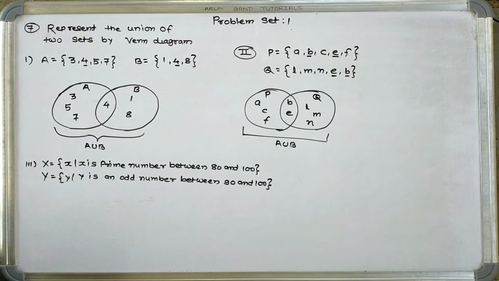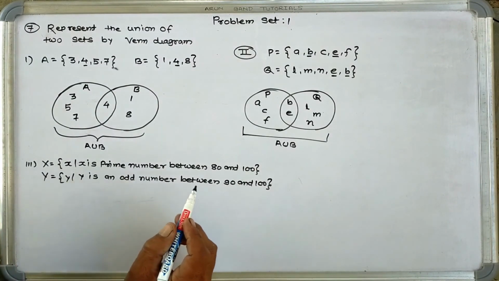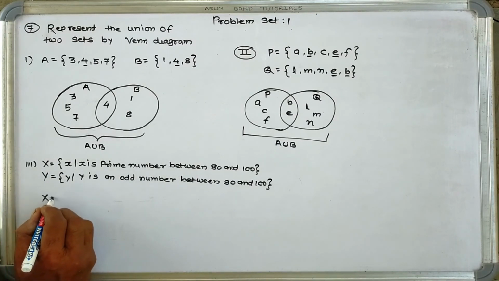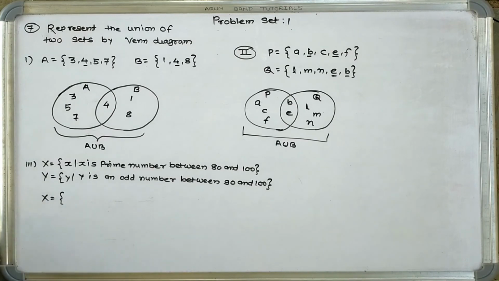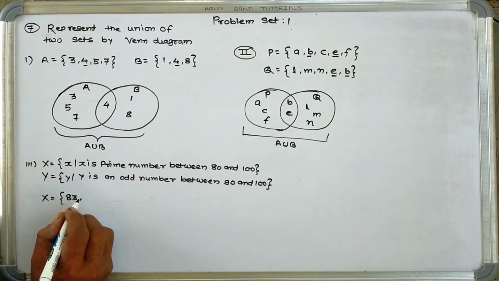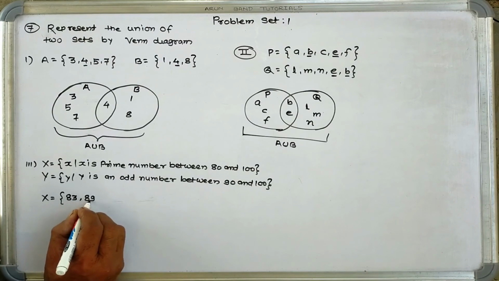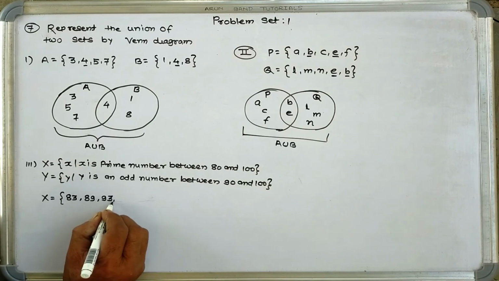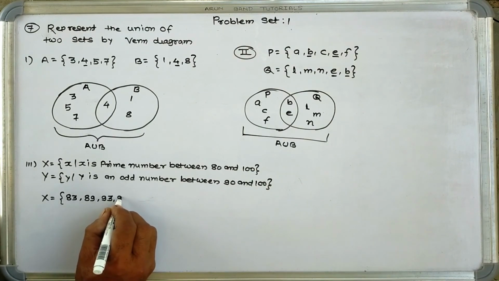So we will write first the set X such that X is a prime number between 80 and 100. So by list method we can write set X as, this will contain all the prime numbers between 80 and 100. So these are 83, 89, 93 and 97.